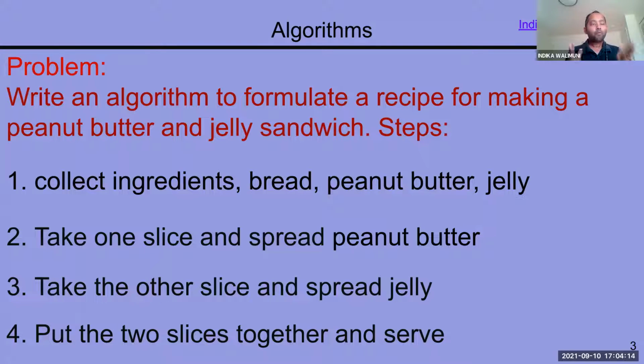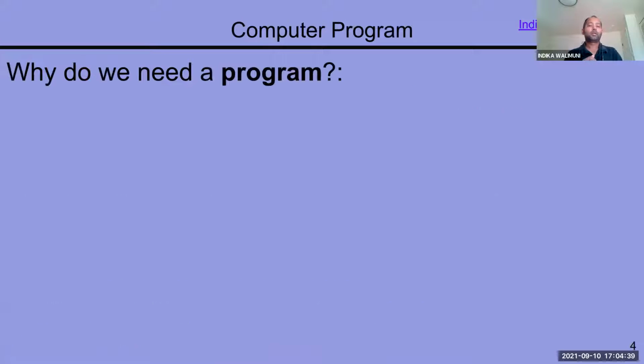But when we present this to someone who has no idea about how to make a peanut butter and jelly sandwich, well, now that person can easily follow these instructions. That's the whole idea. Okay. So that's the idea of writing algorithms. Okay. All right. So then let's talk about what a computer program is. So why do we need a program?